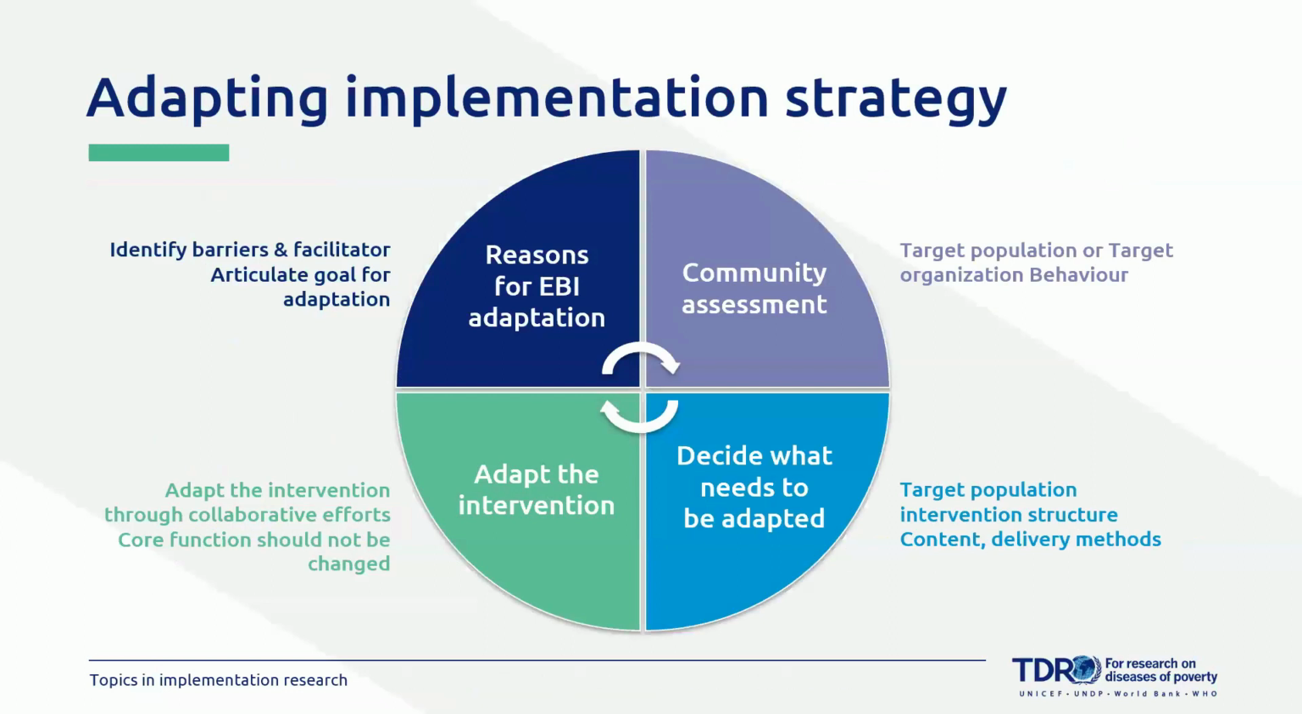So I think this is my last slide. This is just a snapshot, a summary of what I've just said. When you're thinking about adaptations, they come from the identification of certain barriers and facilitators. You articulate the goal for adaptation and understand the rationale for why you're adapting. Then you assess in the community how that adaptation is going to play out, who the target population is, and what those changes are going to lead to. And then you decide what needs to be adapted. Is it the intervention structure, the content, the way it's delivered, or the target population? Then you adapt the intervention through how you're delivering it, so it's just like an iterative circle.